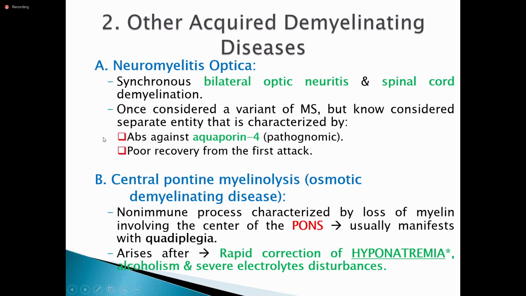Multiple sclerosis. Central pontine myelinolysis حكينا عنه briefly بالalcoholism. It is a non-immune process characterized by loss of myelin involving the center of the pons، عشان هيك بنسميها central pontine myelinolysis. Usually manifested with quadriplegia، بيكون في عندهم paralysis affecting the upper and the lower limbs اللي هو الشلل الرباعي. It arises after rapid correction of hyponatremia, alcoholism and severe electrolyte disturbances. كل هدول بيعملوا central pontine myelinolysis وبيعملوا quadriplegia.